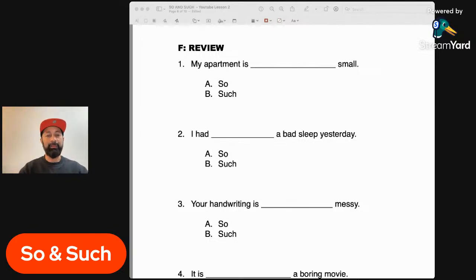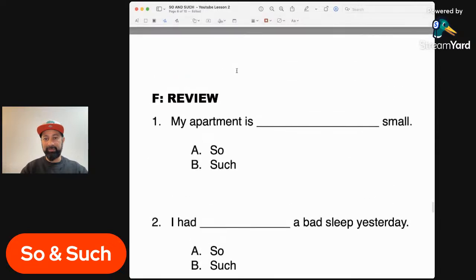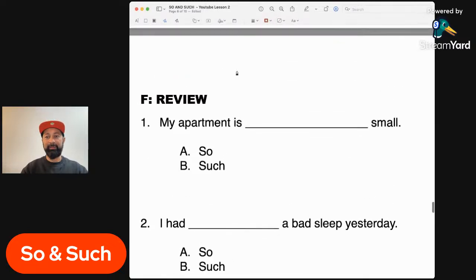So, number 1, my apartment is something small. I'm going to make this a little bit bigger so everybody can see. My apartment is something small. What would your answer be here?